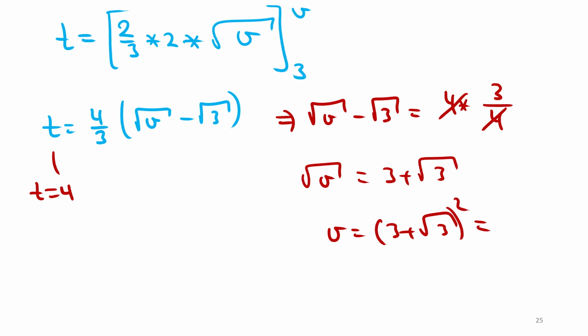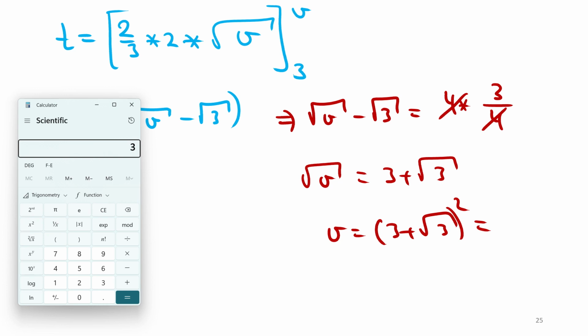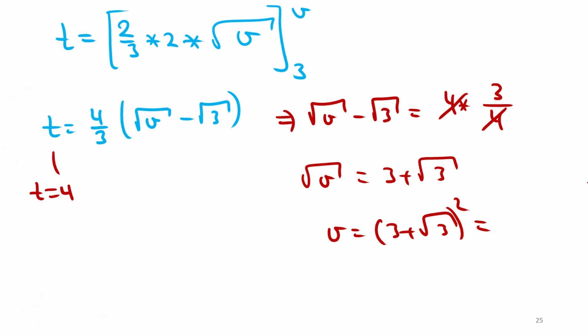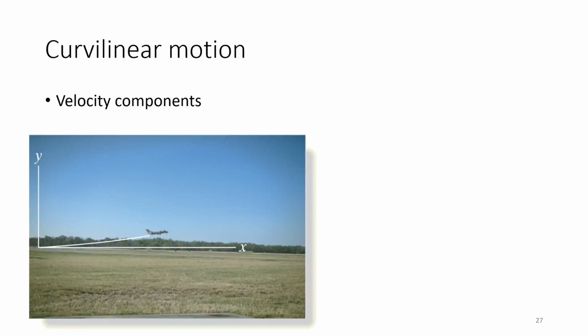squared. If you use the calculator, it will be the square root of 3, plus 3, and then that squared, 22.4 meters per second. That's the solution of the problem. These are very simple examples, but this shows how to solve the problems in dynamics. Then I will move on to curvilinear motion.